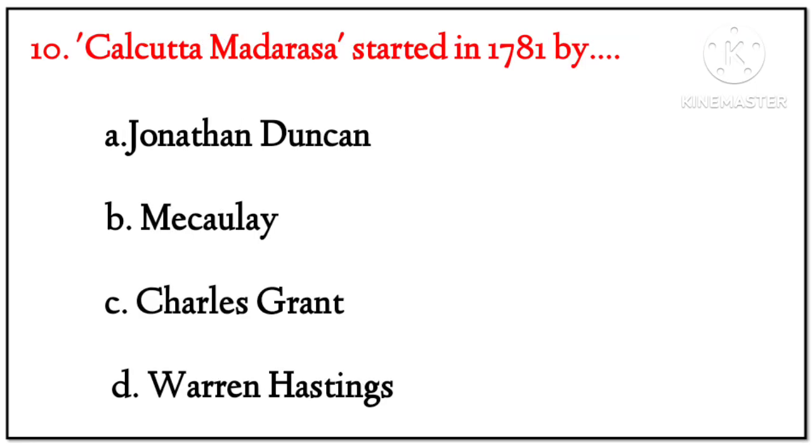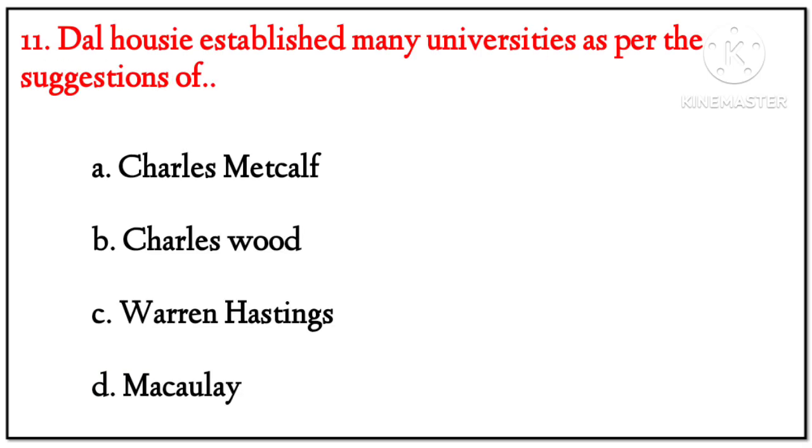Tenth: the Calcutta Madrasa was started in 1781 by, options: Jonathan Duncan, Macaulay, Charles Grant and Warren Hastings. Our right option is Warren Hastings. Eleventh one: Dalhousie established many universities as per the suggestion of, options: Charles Metcalfe, Charles Wood, Warren Hastings and Macaulay. Our right option is Charles Wood's Commission, also known as the University Commission.